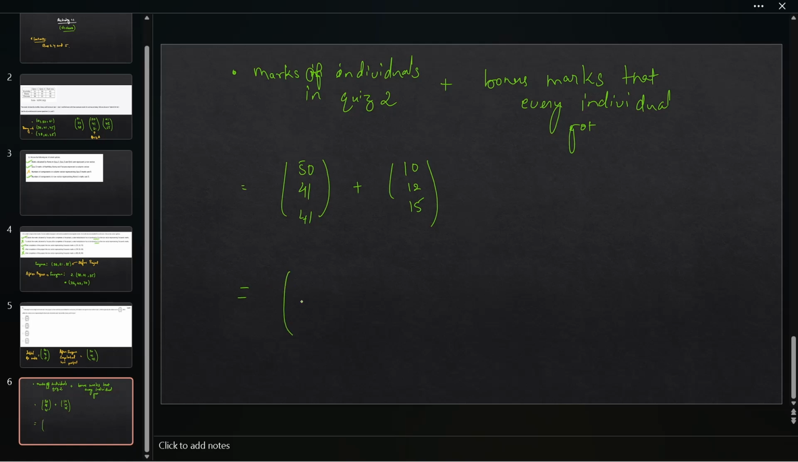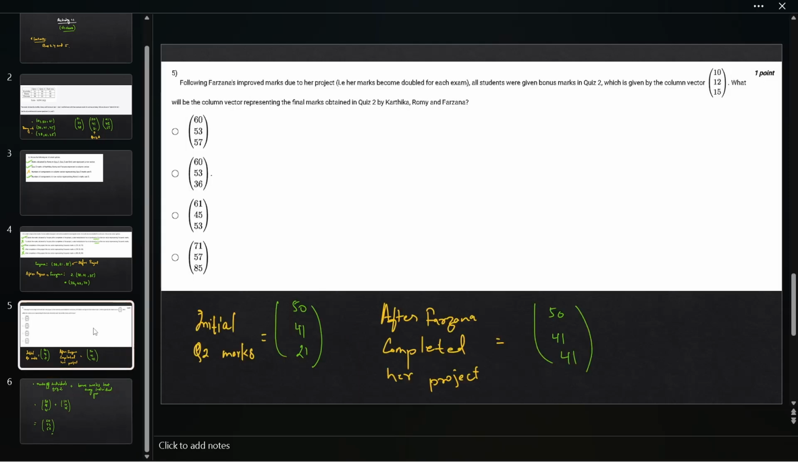So in vector addition, we add the corresponding terms. So 50 plus 10 is going to give us 60. 41 plus 12 will give us 53. And 41 plus 15 will give us 56. So that is going to be our answer. So 60, 53, 56.